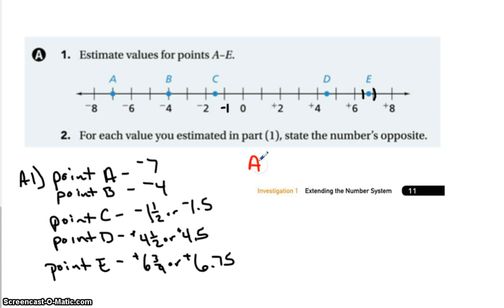All right. So now we're going to go on to A2, and we are simply finding the opposites for this. So A2, the opposites are in red. Okay, so I'm going to go back over here, and the opposite of 7 would be positive 7. So we'll just call this A1. So that would be 7. For B, we're at negative 4, so the opposite of negative 4 would be here. So this would be the opposite of B. That would be a positive 4.